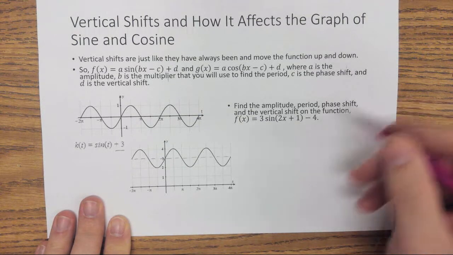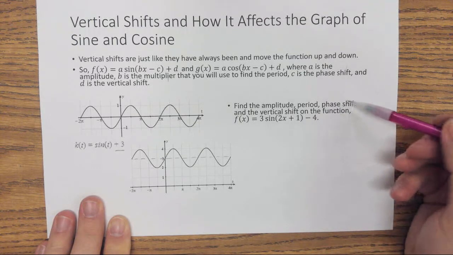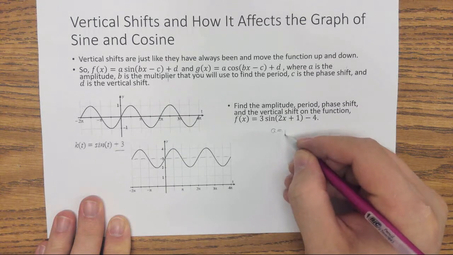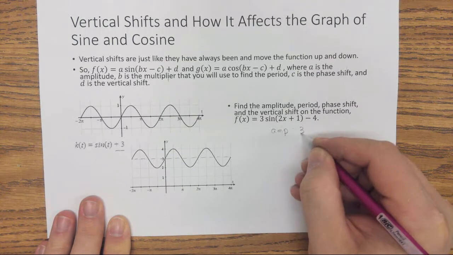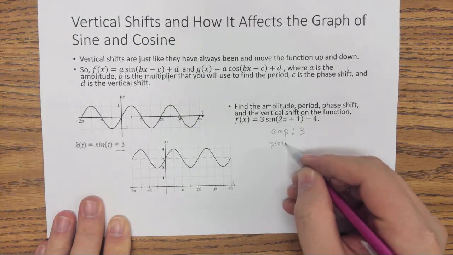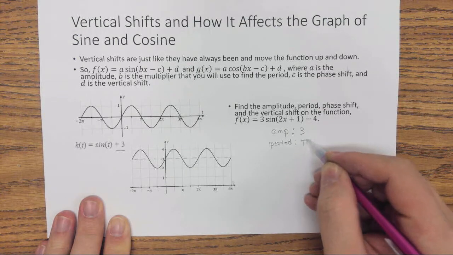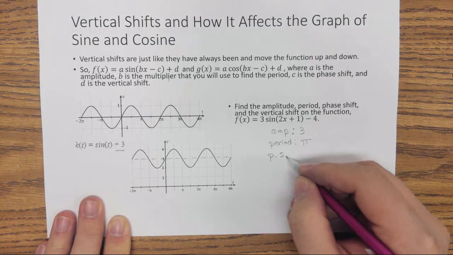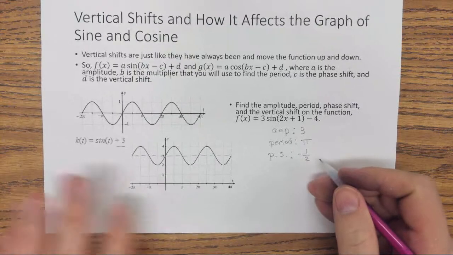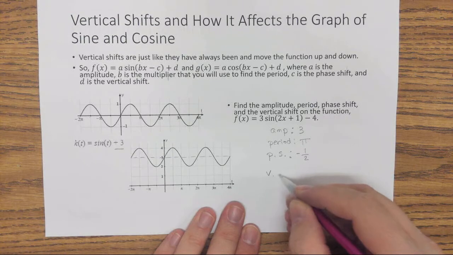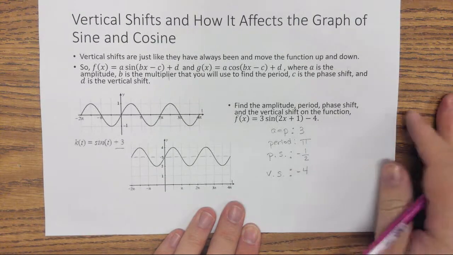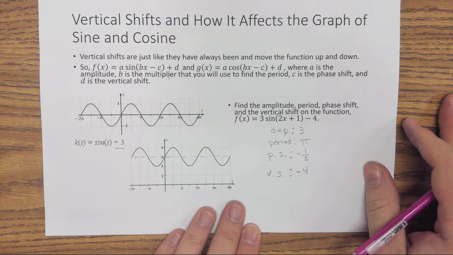So on this one, it asks for the amplitude, period, phase shift, and the vertical shift on this. So again, we know the amplitude is 3. We know the period is pi. We know the phase shift is -1/2. And we know that our vertical shift is -4. Okay.